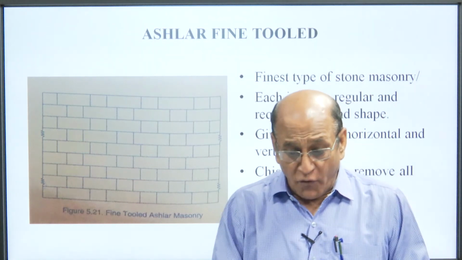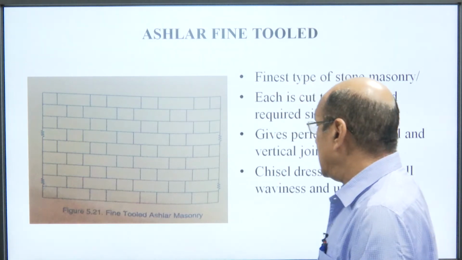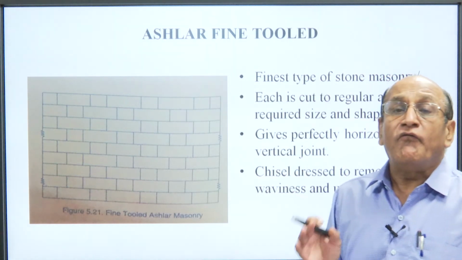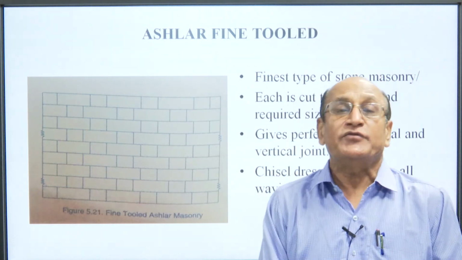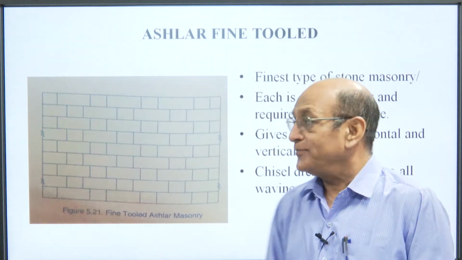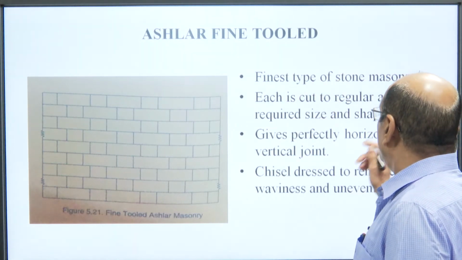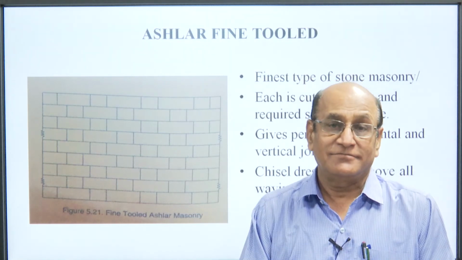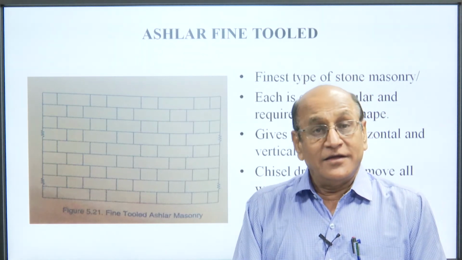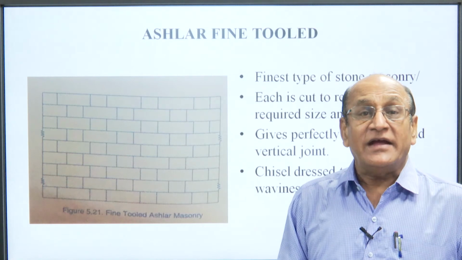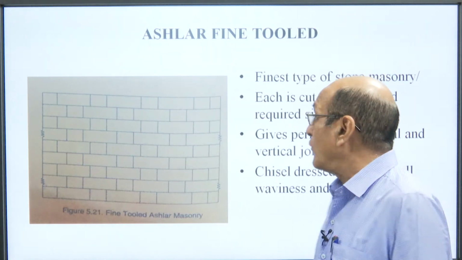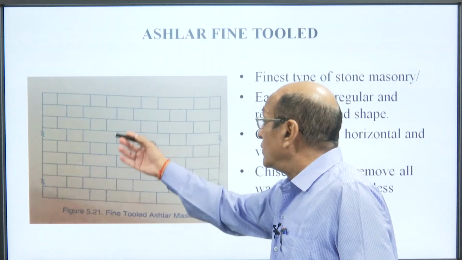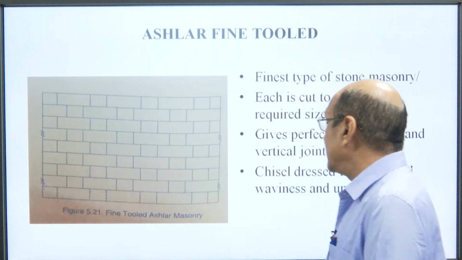First is ASHLAR fine tooled. This is the ASHLAR fine tooled masonry. It is one of the finest types of stone masonry used. Each is cut to regular and required shape and size. If you are using some tools to make or dress a stone, of course, the stone used for masonry work will look like this.